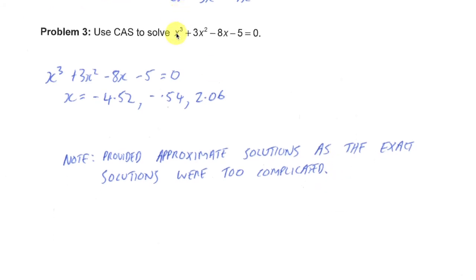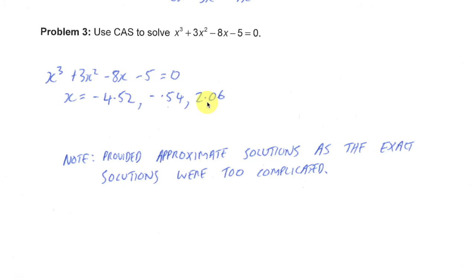Problem 3. We need to use CAS to solve this equation. I write it down, and here I've given approximate answers because the CAS solutions are very complicated. Wherever possible, give exact values. In this particular case, it wasn't, so I've just written down decimal approximates.